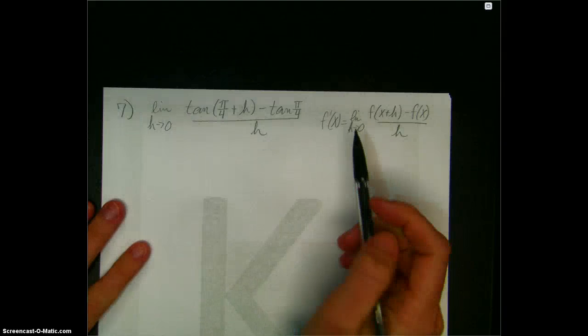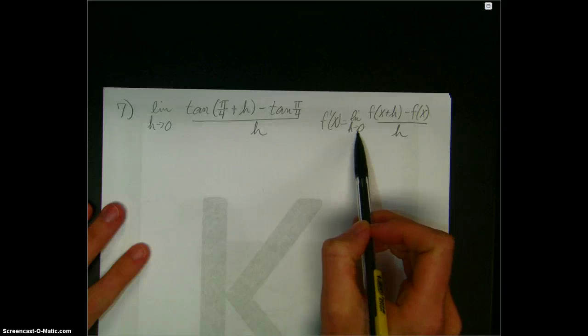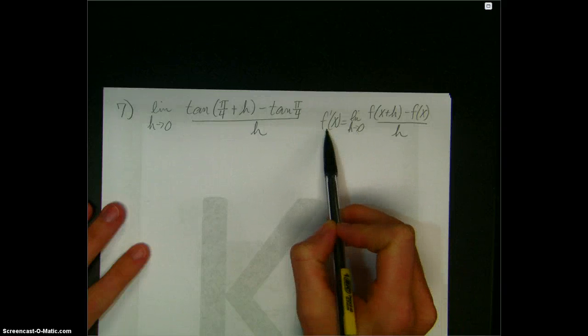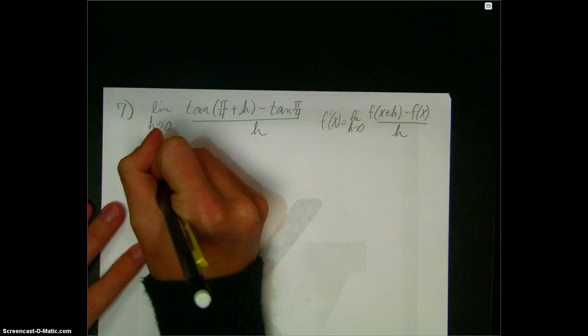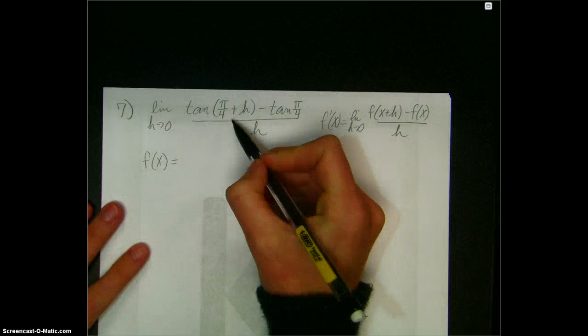Okay, when we finished on the last video, we were about right here on number 7. So we were talking about our definition of a derivative that looks like this. And so what I want to do is find out what f of x is based off of the information that I'm given here.